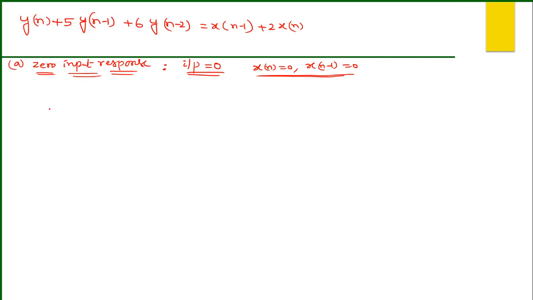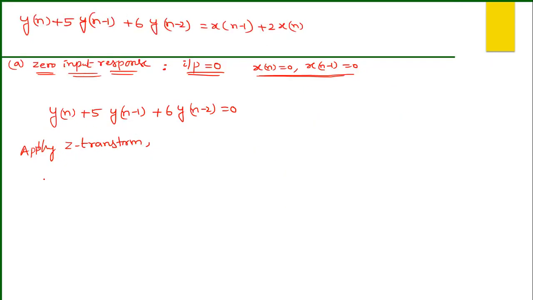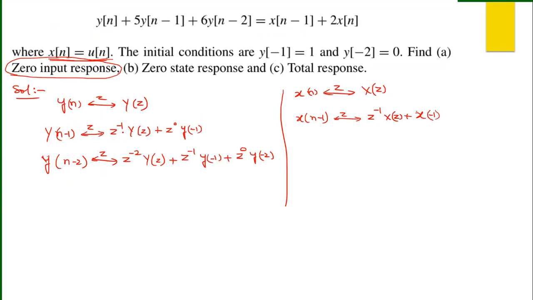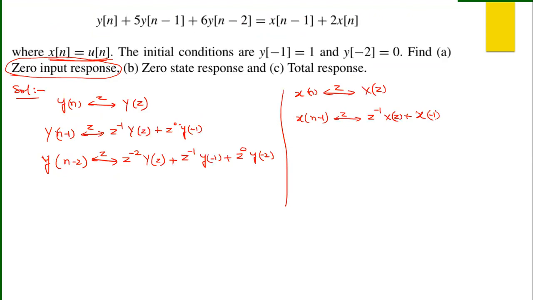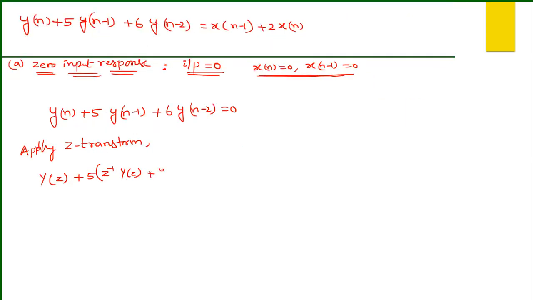What is the remaining equation? y of n plus 5 into y of n minus 1 plus 6 into y of n minus 2 equal to 0. First you need to write this equation, then apply the Z transform. What is the Z transform for this? y of n is Y(z), plus 5 times y of n minus 1, z power minus 1 Y(z) plus z power 0, which means 1, into y of minus 1.